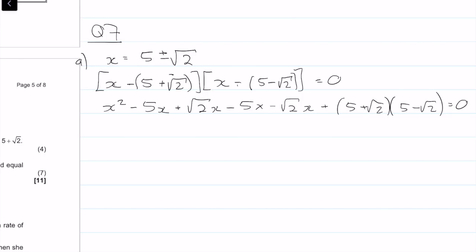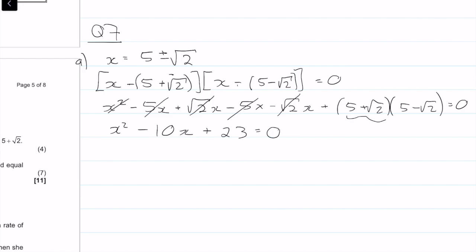So now that becomes x squared, and then I'm going to add these two, which is minus 5 plus minus 5, which is minus 10x, and these two cancel. Then this is just a number, and this is also just a number, so I'm going to plug that into my calculator, and I get that that is plus 23, and that's equal to 0.